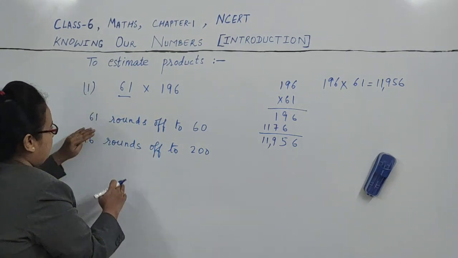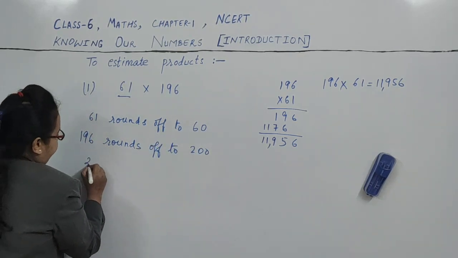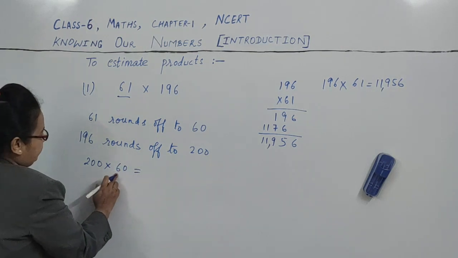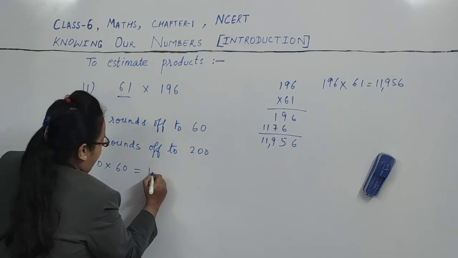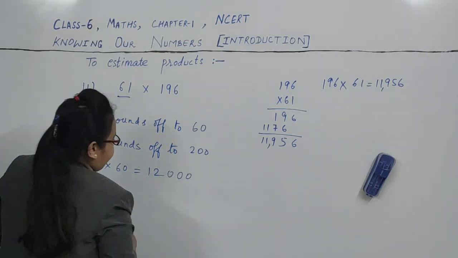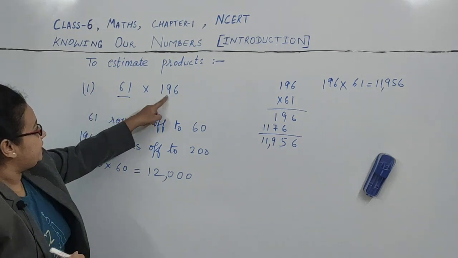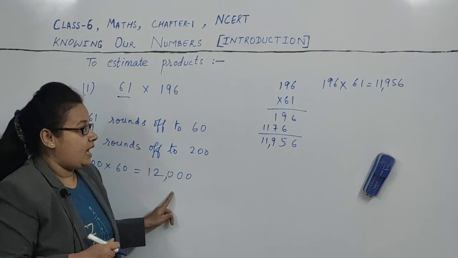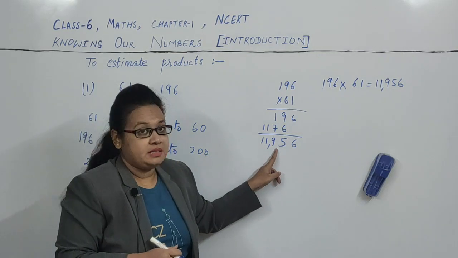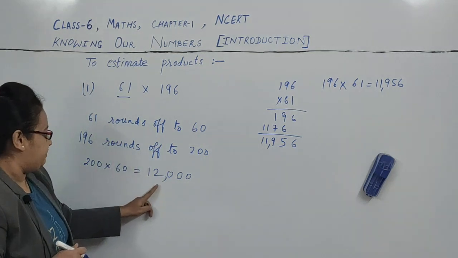Now these are the rounded off numbers. Now we will find the product of the rounded off numbers. So what will be the product? 2 into 6 is 12, and 2 and 3 zeros. So 3 zeros will be there. So it is 12,000. So the estimated product of these two numbers is 12,000, and the actual or the real product of these two numbers is 11,956.